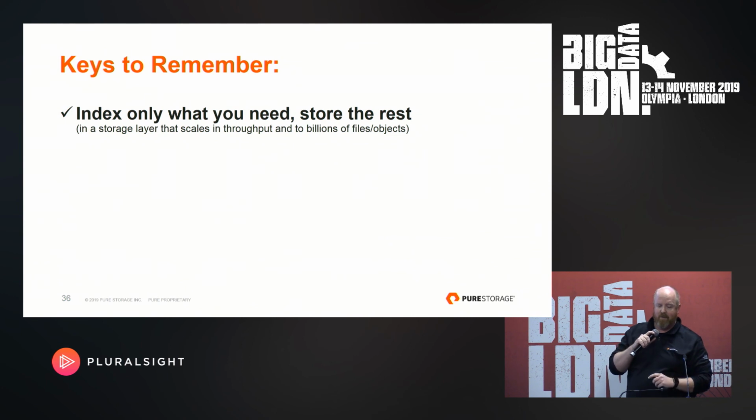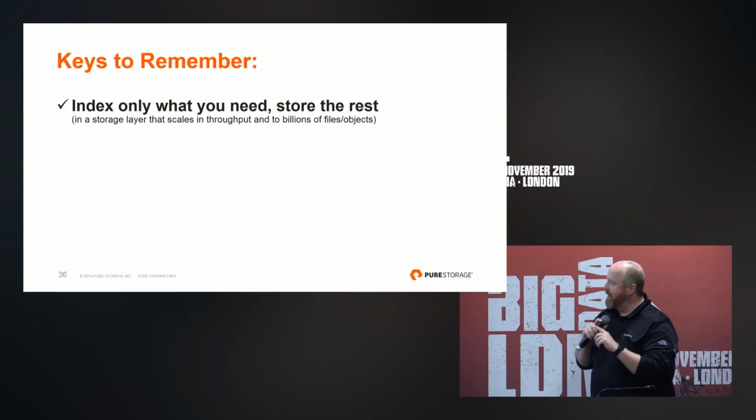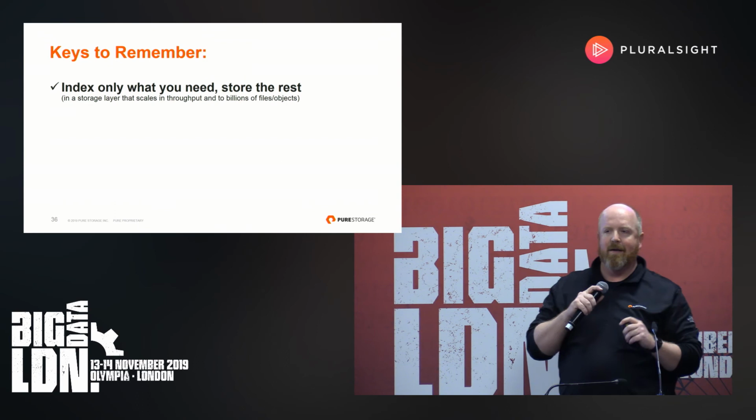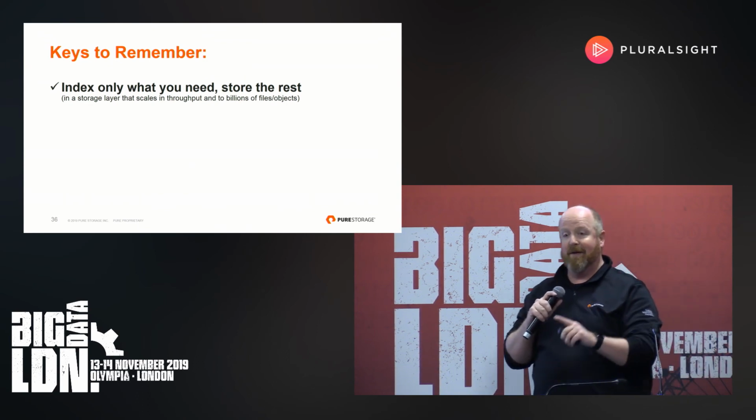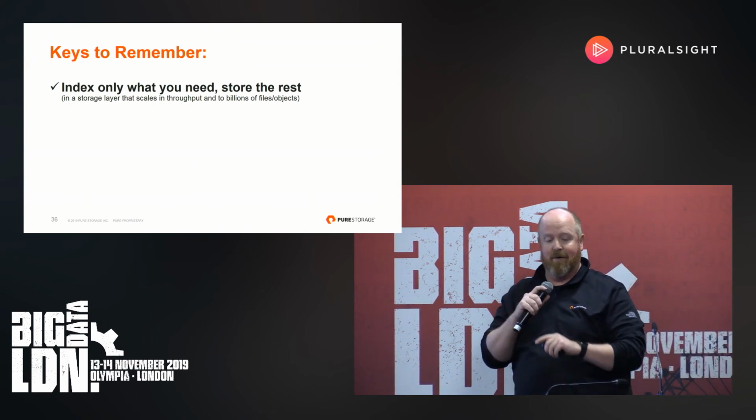So simple keys to remember for now: from an indexing perspective, you want to index only what you need and store the rest, right? Because you're going to come back to it, and you want something that can handle not millions of files. The new number is billions, and that's kind of a low number, right? So you really want to be able to do that.